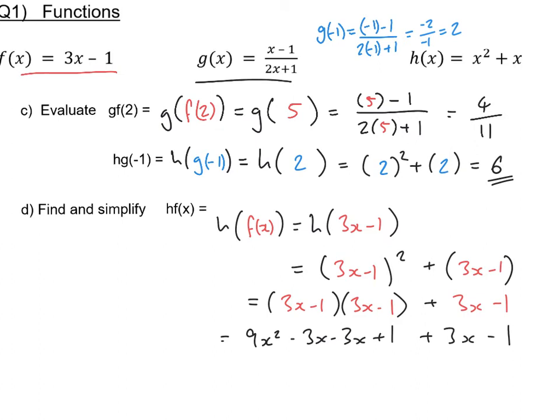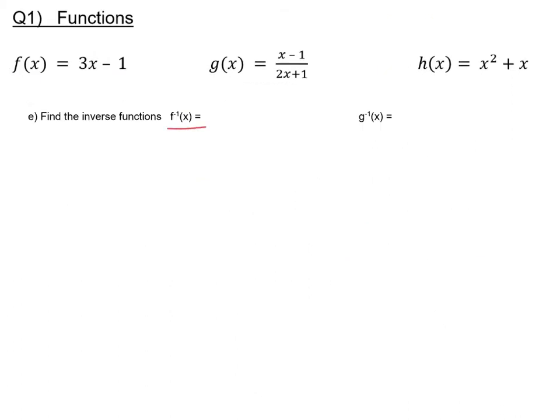Now when I gather terms, I'm left with 9x squared minus 3x. Okay, inverse functions. First of all, we look for the function f, and we make y equals f of x. And we write down our equation.